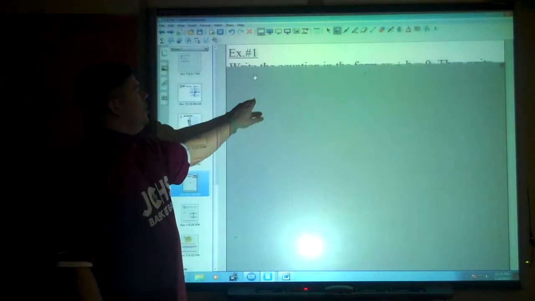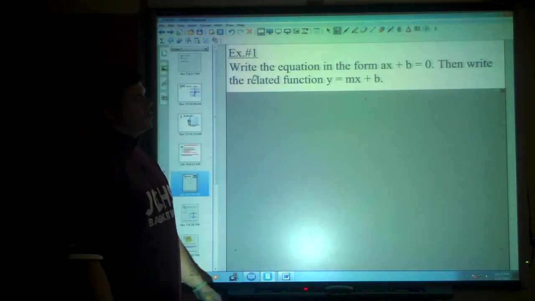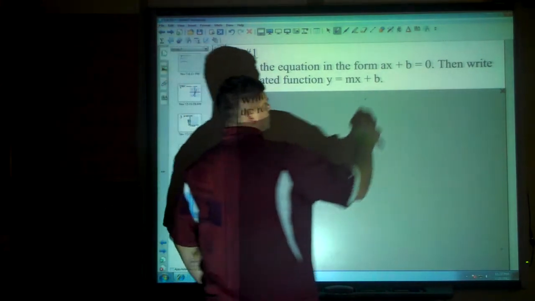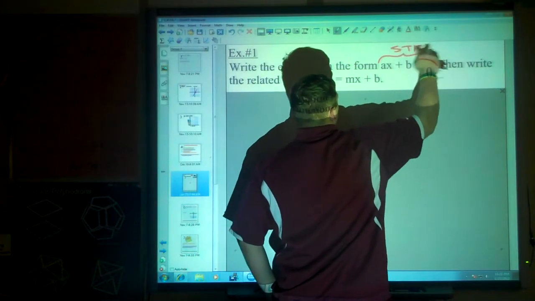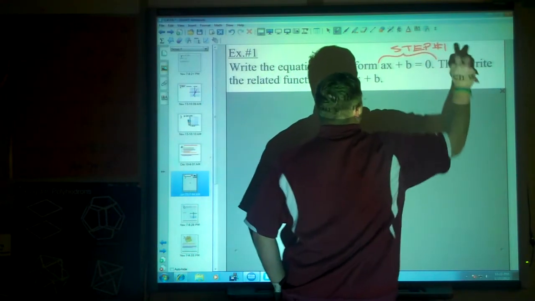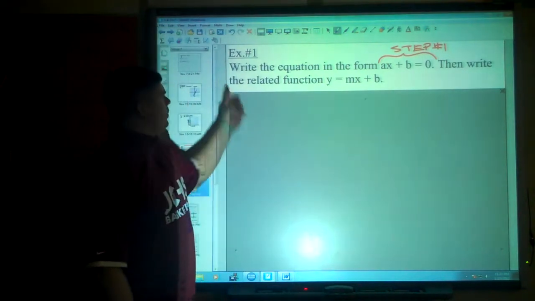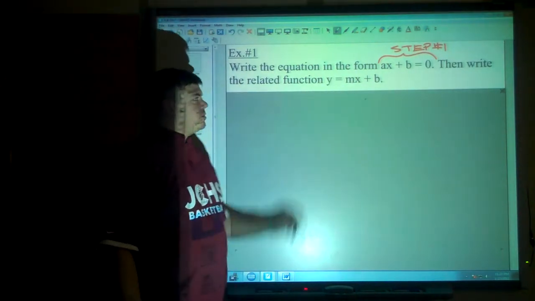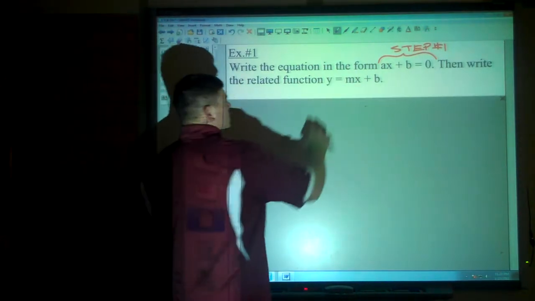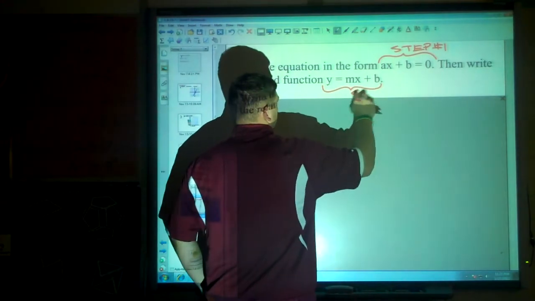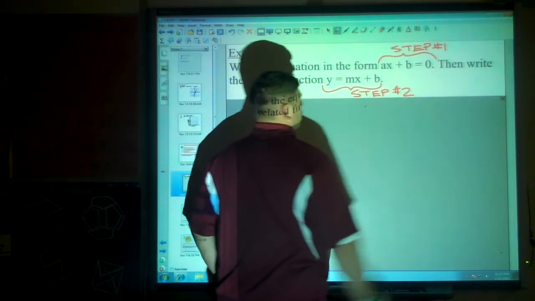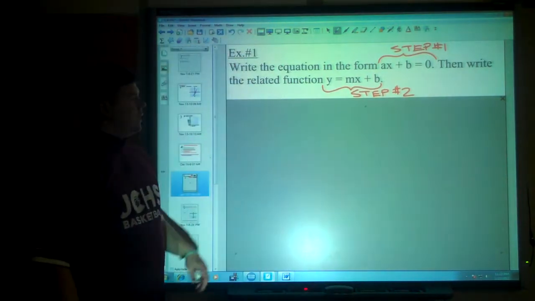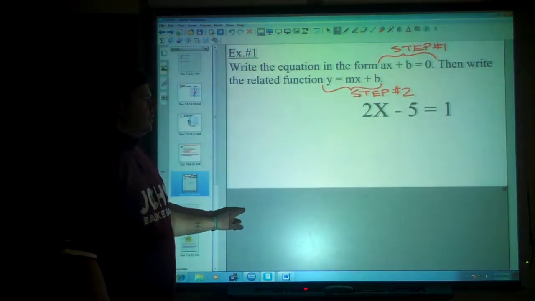Our first example, write the equation in the form ax plus b is equal to 0. This right here is basically step number one. Get everything equal to 0. Then write the related function y equals mx plus b. That's essentially step number two. And step number two is very easy, because all you're doing is replacing the 0 with the letter y. So let's try it out on this equation.